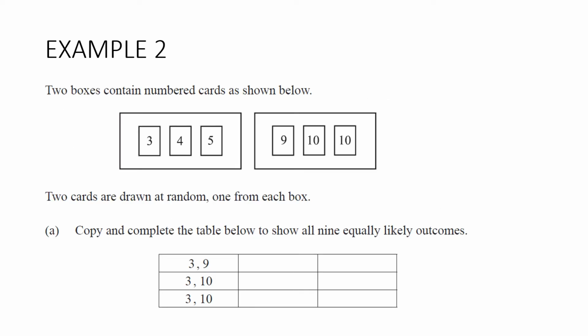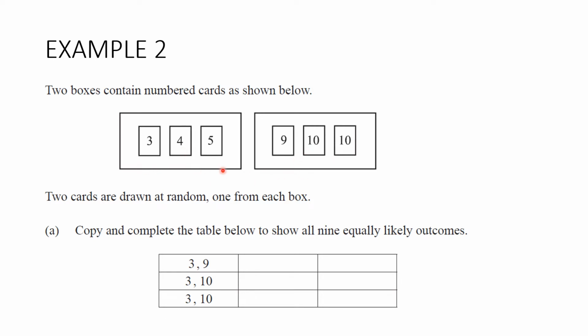Here's another example. Two boxes contain numbered cards as shown below. The first box has the cards 3, 4, 5, and the second box has the cards 9, 10, 10. Two cards are drawn at random, one from each box. Part A, copy and complete the table below showing all 9 equally likely outcomes. And the first part of the table has been filled in for us. So you can see we could have a 3 and a 9, a 3 and a 10, or a 3 and a 10.